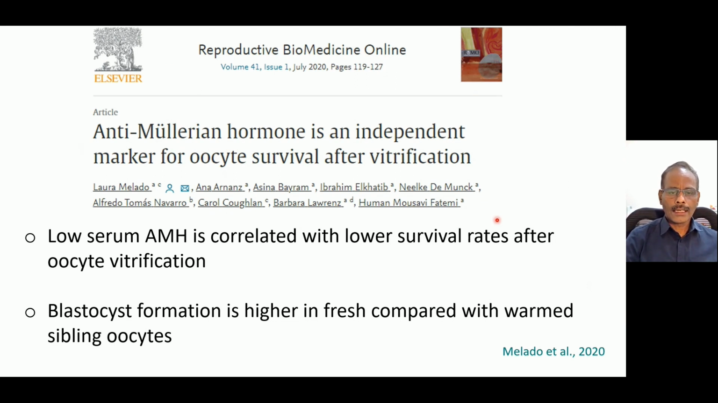It is shown that the oocytes from poor ovarian reserve have compromised survival. Their survival may be affected post-vitrification. So the serum AMH can be considered as a marker here to predict the oocyte vitrification outcome. It has been shown that low serum AMH is correlated with the low survival rate after oocyte vitrification. Even the blastocyst formation rate is much lower in vitrified oocytes from the advanced age patient compared to the fresh oocytes.